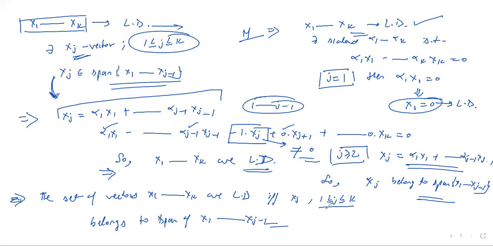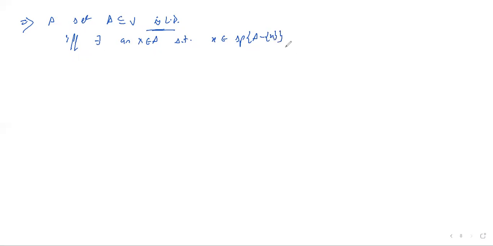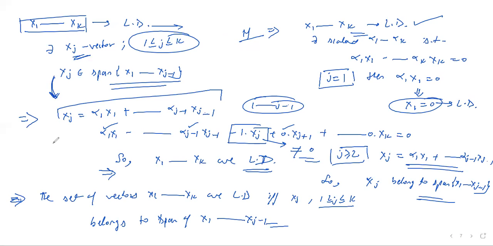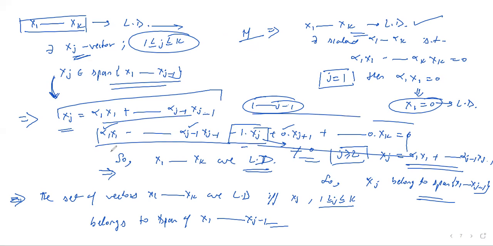Now it can also be said in another way, a corollary of this: a set A, which is a subset of the vector space V, is linearly dependent if there exists an X which belongs to A such that X belongs to the span of A except X. This is what we have gone through here: I have a vector xj which can be represented in the span of other vectors, in the linear combination of these except xj.